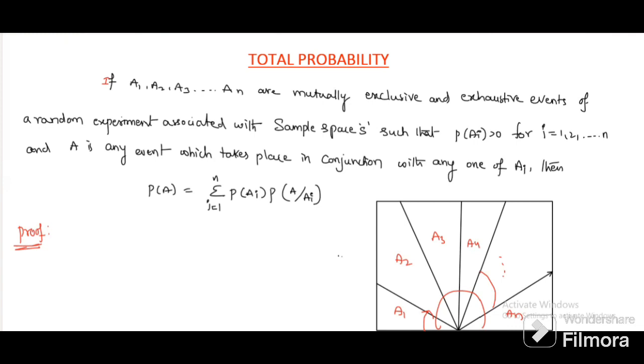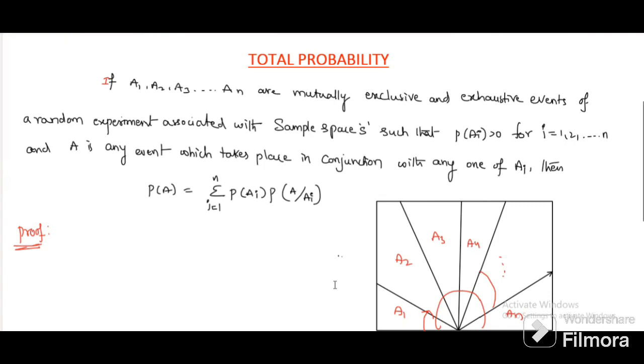In this video, we are going to discuss the total probability, which is useful to learn Bayes' theorem and which is very important in probability. So let's see what the total probability is.